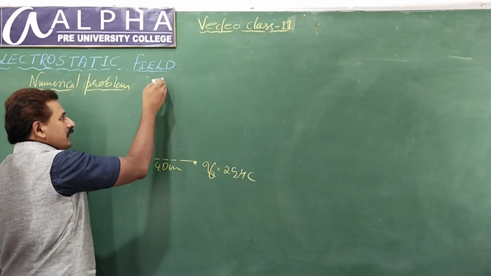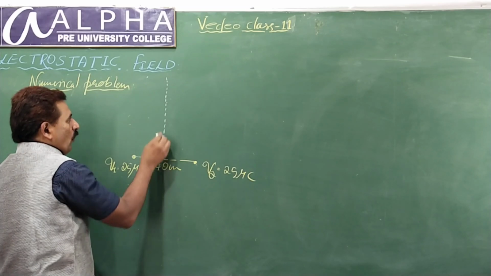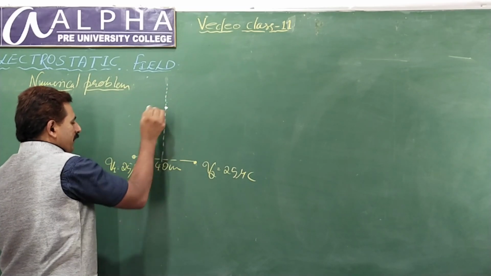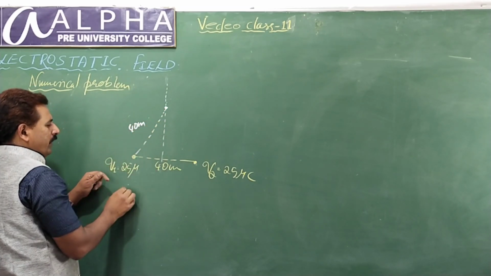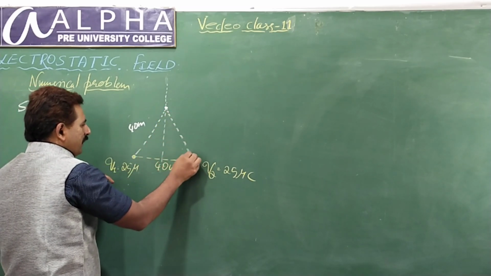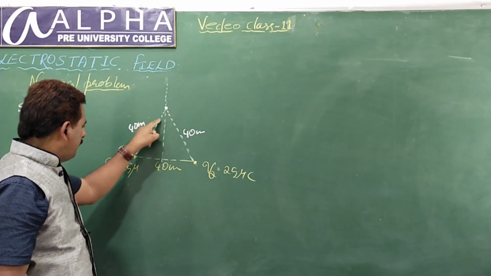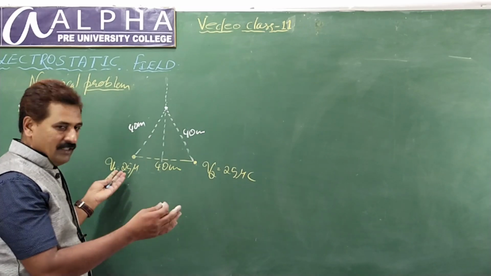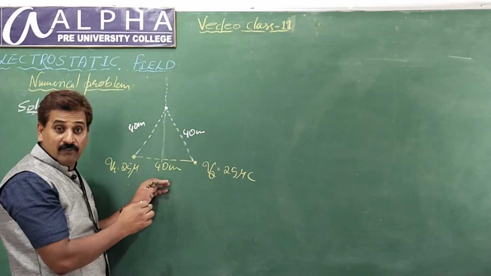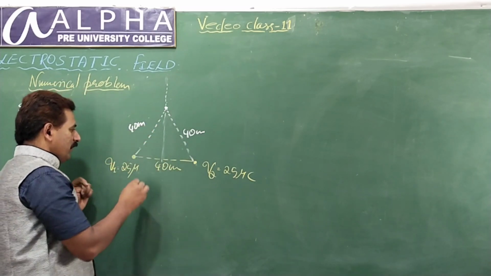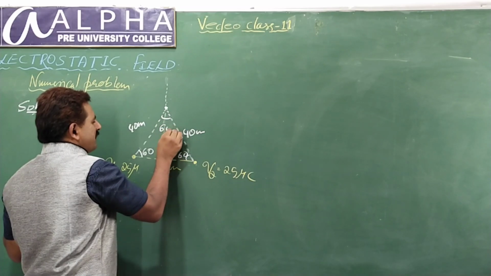As I explained in the previous problem, you draw a straight line which bisects this. Over that, you consider a point which is at 40 centimeters from Q1. Then this also will be 40 centimeters. That's how I identify a point which is exactly at 40 centimeters from both the charges. Now it's a triangle. Which triangle? All three sides are the same, an equilateral triangle. What is the angle? 60. And this angle also 60.